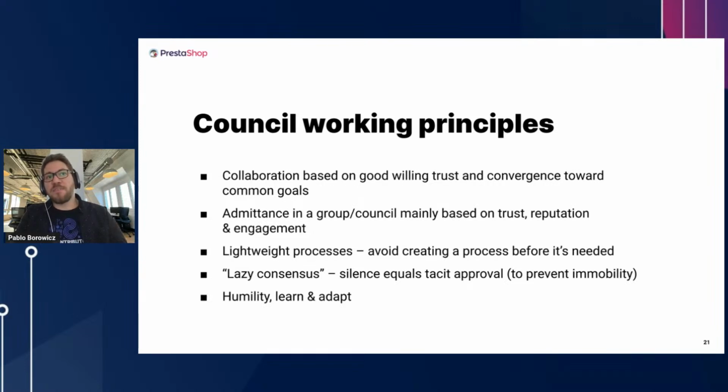And the last one is having the humility to accept that we don't know everything, that we can make mistakes, but the important part is to be able to learn from those mistakes and adapt. We cannot know everything in advance. So try new stuff, see what happens, and then adapt to the observation. Those are the principles that we have chosen to delegate as much work as possible to group members and to allow them to work independently.